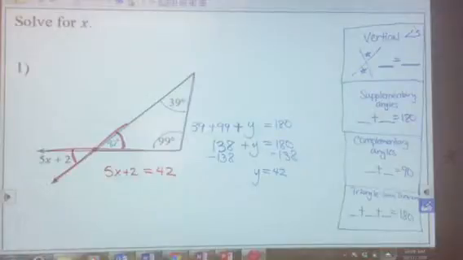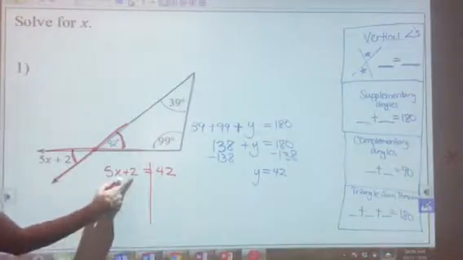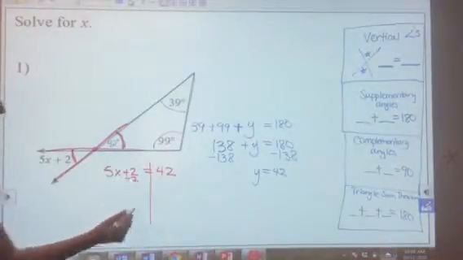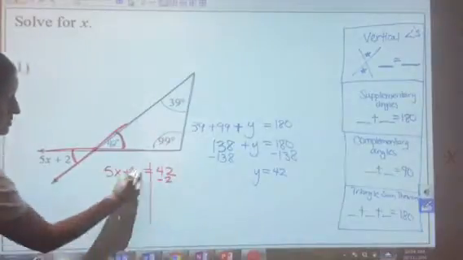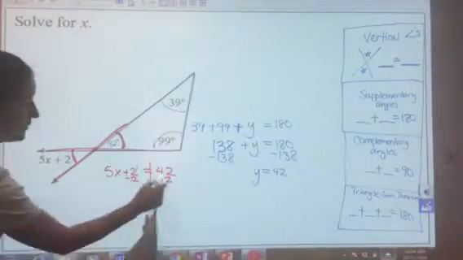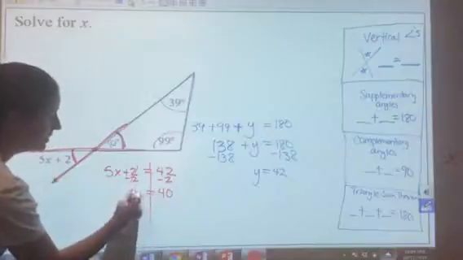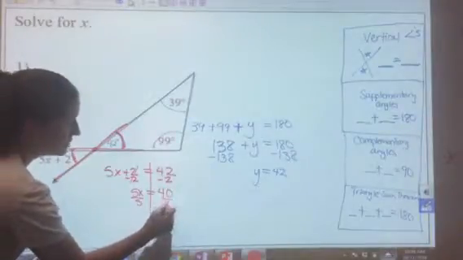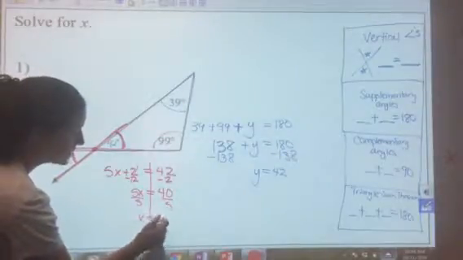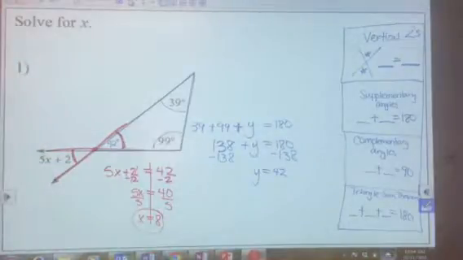So let's solve this two-step equation by first getting rid of the constant. Plus 2, the inverse is minus 2. What I do to one side, I do to the other side. 42 minus 2 is 40, equals 5x. And then we would divide both sides by 5 to get an x value of 8.